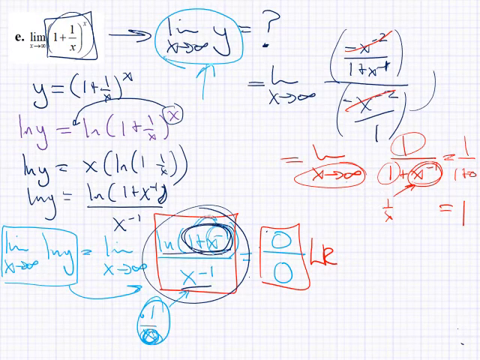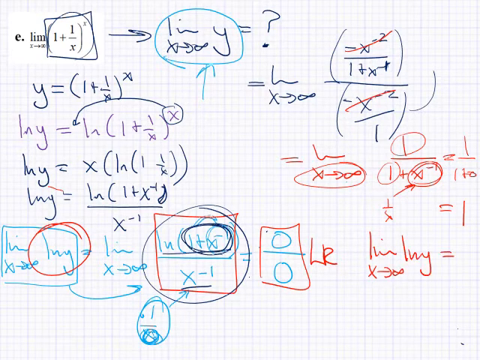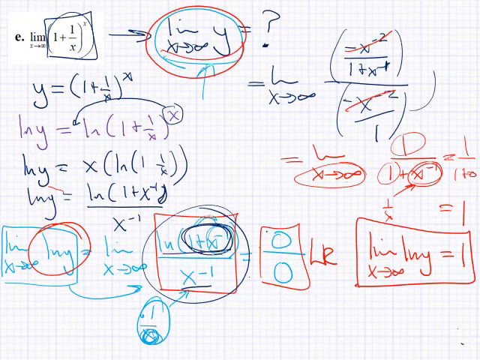But remember, what was this? This was the limit for log y. So now I just figured out that the limit as x approaches infinity of log y equals 1. How would that help me figure out what this is, which is what I'm looking for? Well, think about it. I introduced a log into this problem. I want to get rid of that log now and just get y by itself.